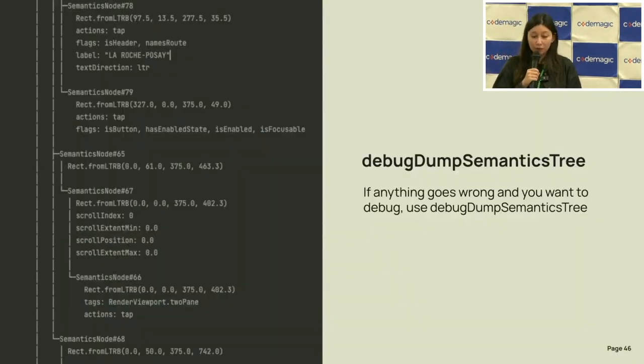We also have debug dump semantics tree in case anything goes wrong. It will basically show the whole semantics tree and the semantics node with all the information. So if you need to debug something, just use debug dump semantics tree.